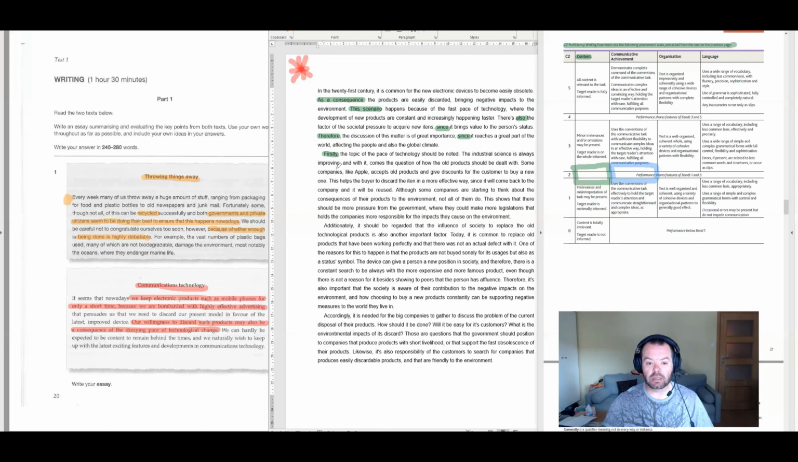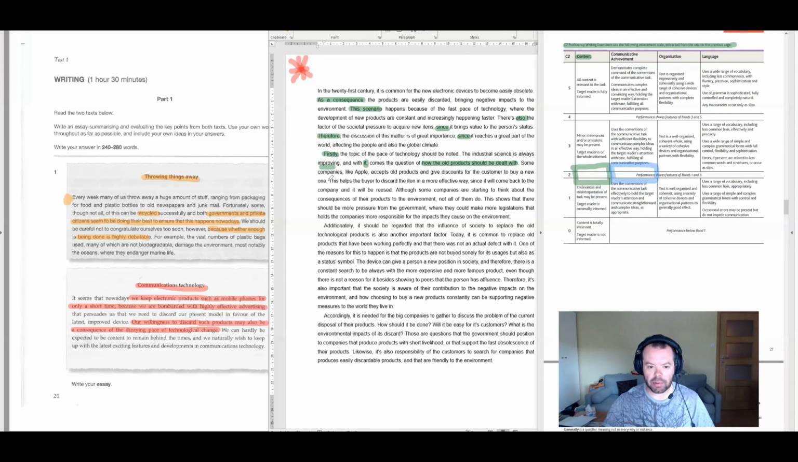The industrial science is always improving, and with it, so connecting to the idea of improving, I suppose, comes the question of how old products should be dealt with. This is good, actually. Maybe we could say how old products should be dealt with, but it's good because it's not a question. One problem that a lot of people slip into here is when they see a question word like how, they immediately use inversion for a question. So they might say, how should the old products be dealt with? But this isn't a question. Candidate's got it right. That's both good language and good organization at the sentence level.